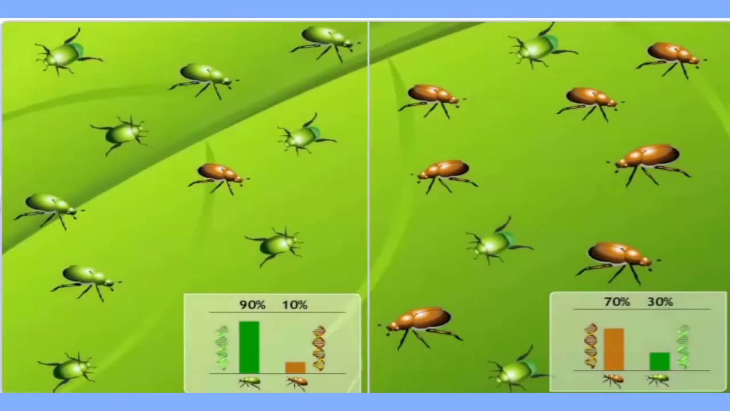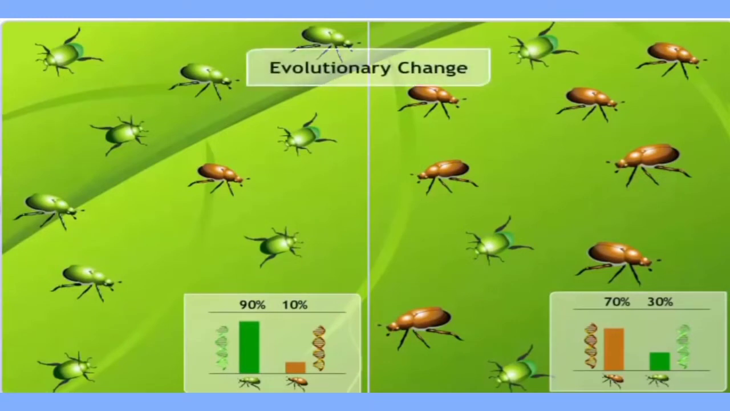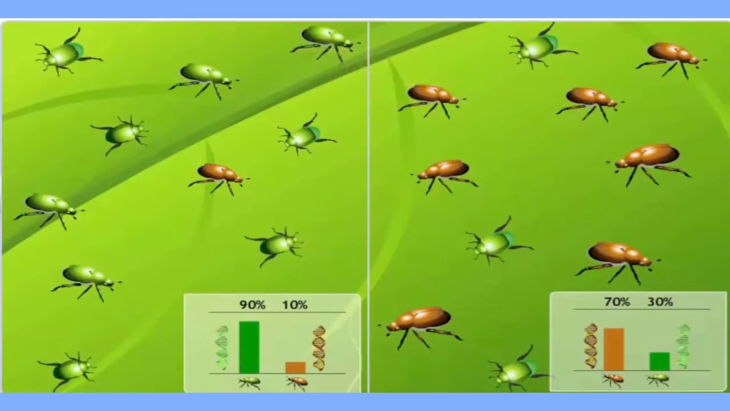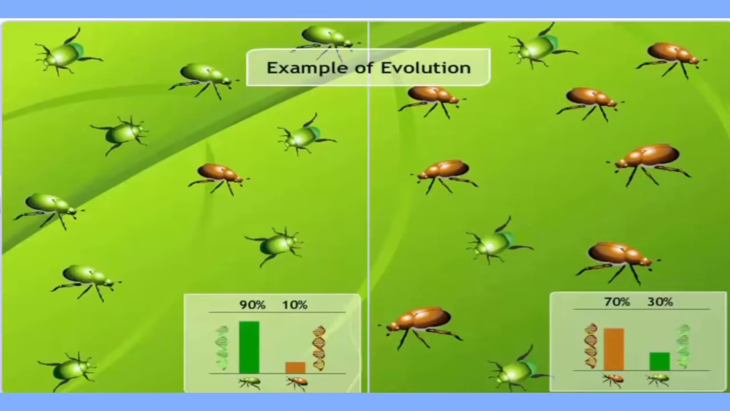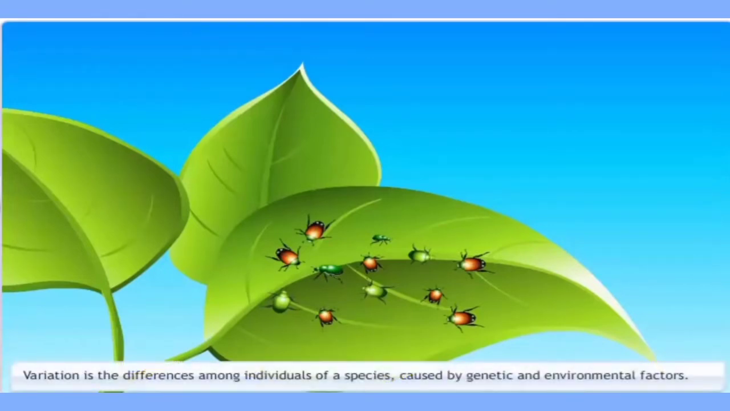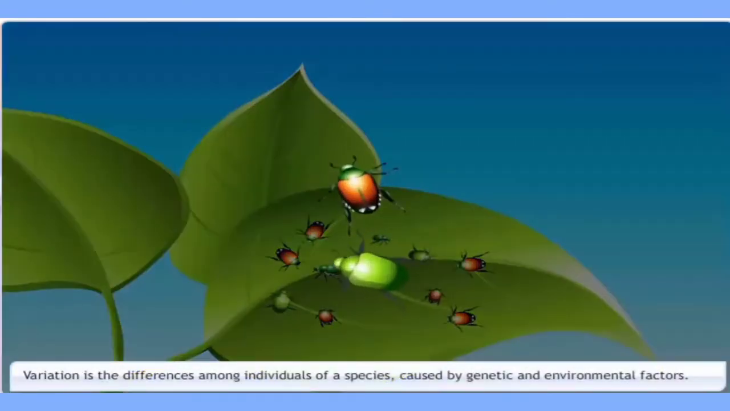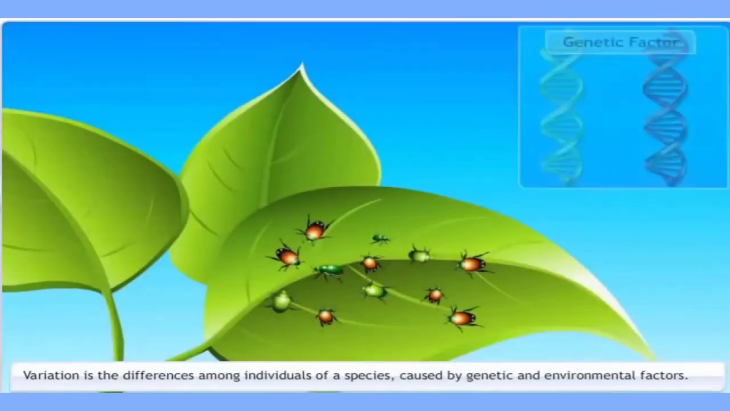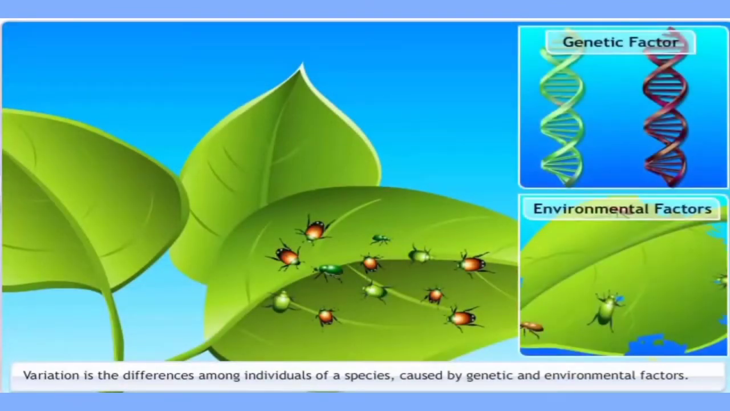These two generations of the same population are genetically different, showing an evolutionary change. Changes in genes of color variation occur and are inherited over generations. So this is an example of evolution. Evolution requires genetic variation. Variation is the difference among individuals of a species caused by genetic and environmental factors.